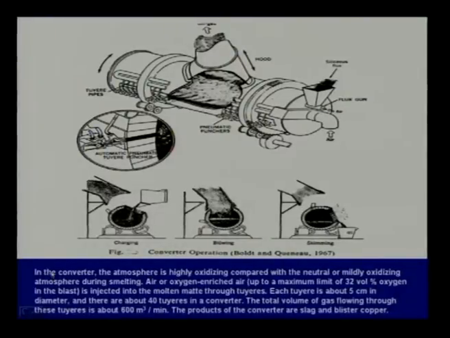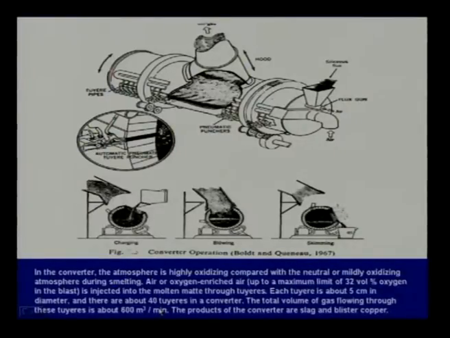Now, in the converter, the atmosphere is highly oxidizing compared with the neutral or mildly oxidizing atmosphere during smelting. Air or oxygen enriched air, up to a maximum limit of 32 volume percent of oxygen in the blast, is injected into the molten matte through tuyeres. Each tuyere is about 5 centimeter in diameter, and there are about 40 tuyeres in a converter. The total volume of gas flowing through these tuyeres is about 600 meter cube per minute. The products of the converter are slag and blister copper.